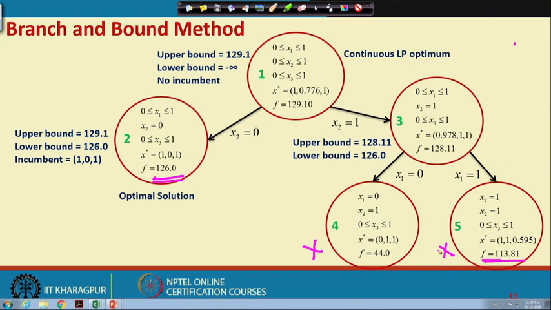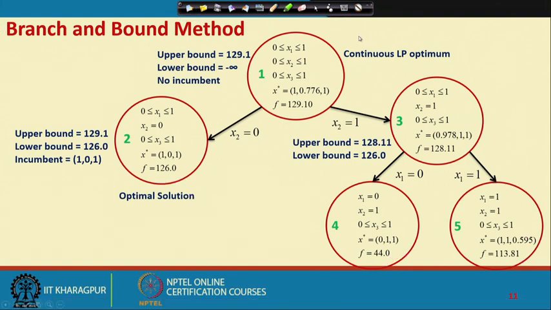Now, compare this and this, because these are the two cases where I have all the decision variables as integer variables. Obviously, this one is the optimal solution. Note that you are maximizing the objective function. So, node 2 contains the optimal solution. So, the optimal solution is x1 equal to 1, x2 equal to 0 and x3 equal to 1, and the optimal value of the objective function is 126.